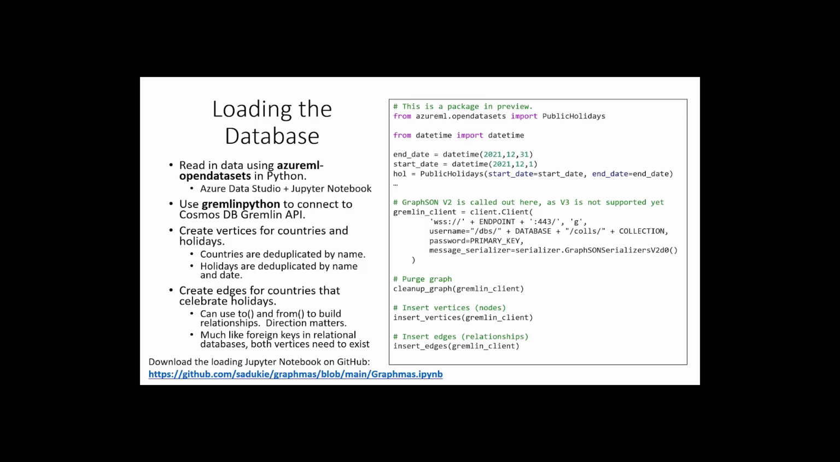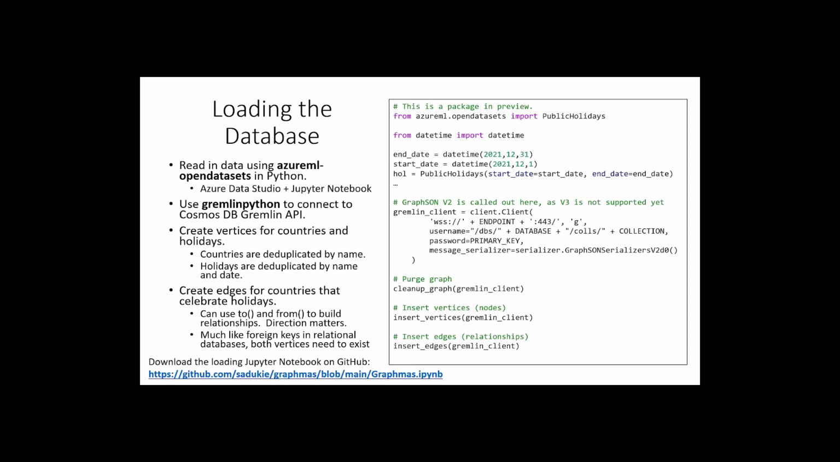We use tos and froms for the relationships. The direction matters, so pay close attention to that. Much like foreign keys in the relational, vertices need to exist before you start adding edges. Just as a sample to see what we're working with, we want to just wipe it out and start from scratch. We add the vertices and edges separately.